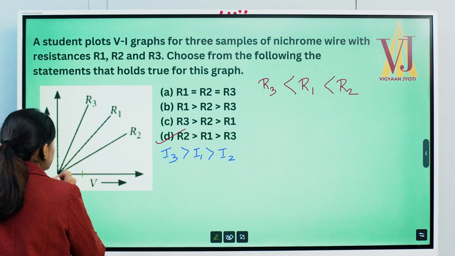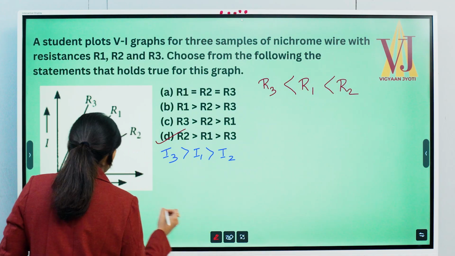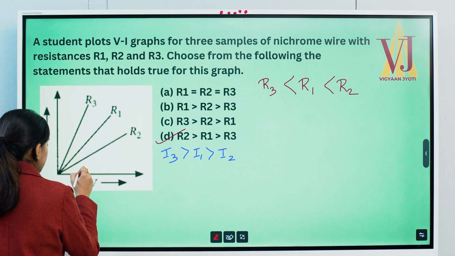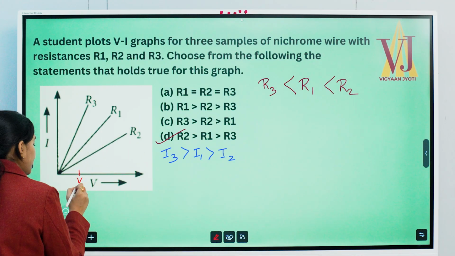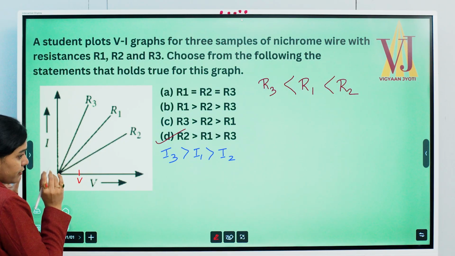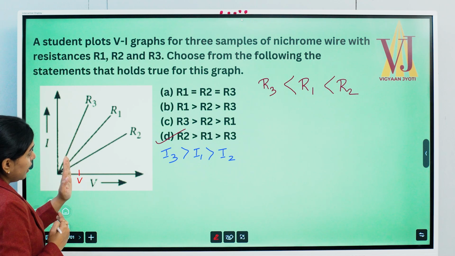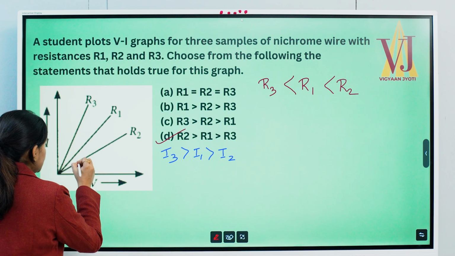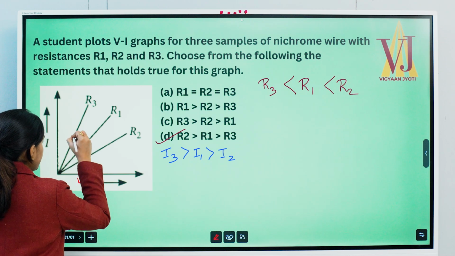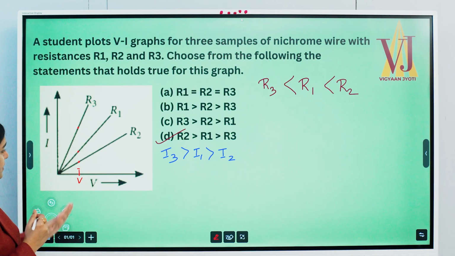Let us pick this part. I'll use a brighter color so that you can understand. This is my voltage, let's say some value. Now, against this voltage, what are the conditions of each and every line that they have plotted? This is one point, this is the other point, and this is the other point. I have tried to make them in the same straight line.